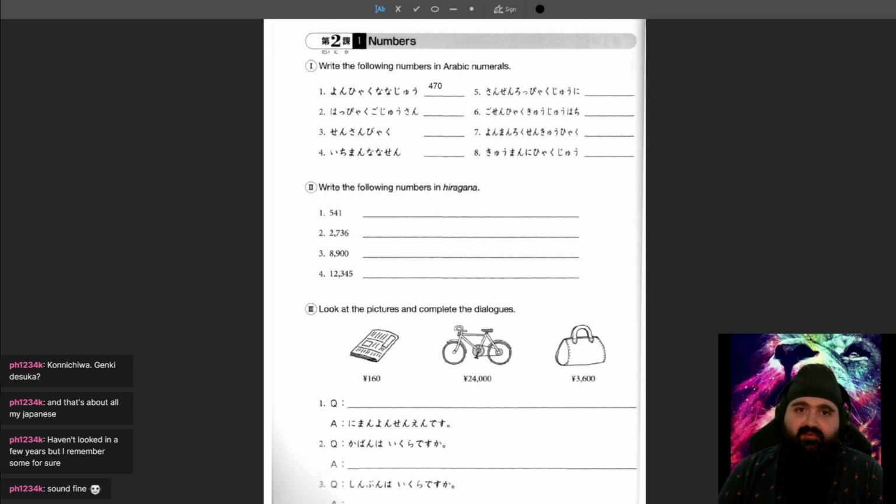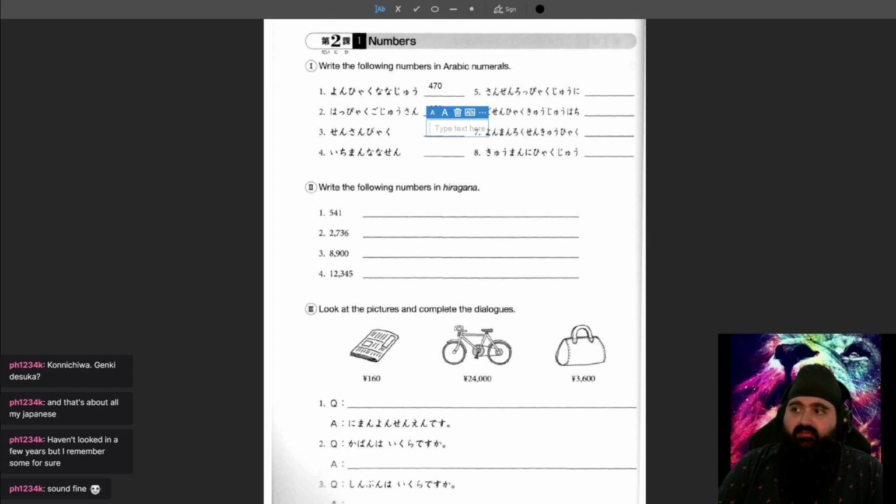Number 2, 853. So 800 is irregular, right? Because with 300, 600, 800, they're all irregular. So it's 100, 200, 300, 400, 500, 600, and similarly with 800. So with that reminder out of the way, we have 853. 50 is 50 and san is 3. 853.